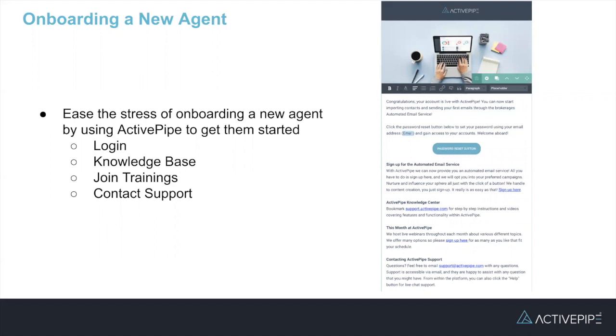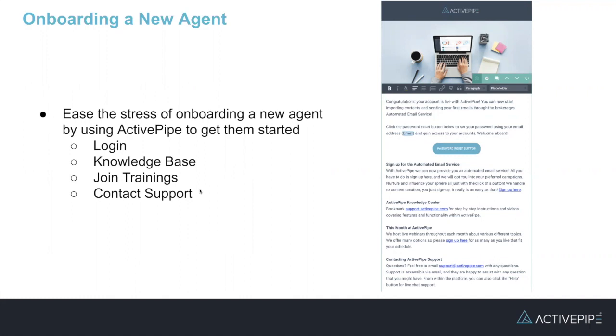Another aspect that I really want to touch on here is just onboarding a new agent. So we know sometimes it can be pretty dicey, difficult, a long process to onboard a new agent. So what you can do with ActivePipe to take away some of that time and allow for them to do a little bit of digging on their own before you go through that initial training with them is by sending them a quick note internally, letting them know that, hey, you are now live with ActivePipe. Here's your login. If you have any initial questions, here's a knowledge base center that you can go to do some research here on your own.